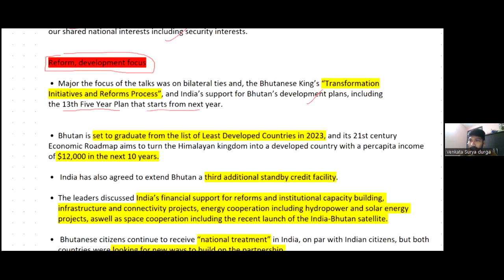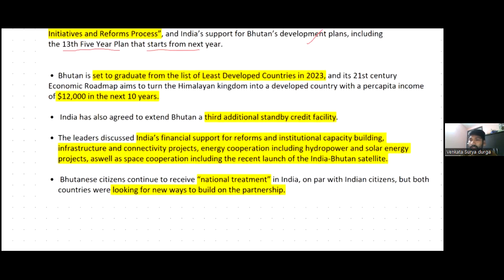So the 13th developmental plan will start from the next year, and India will also support Bhutan with financial support in the implementation of the 13th financial plan. Bhutan is said to graduate from the list of least developed countries, which have very low per capita incomes. In 2023, Bhutan will come out of the list of least developed countries.